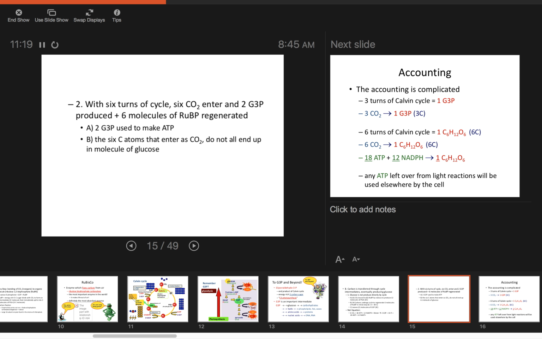Okay? And realize that when it goes through 6 times, those carbon dioxide molecules that got taken in do not end up in the same molecule of glucose. It's kind of like an assembly line. I don't know if that makes any sense. No, that didn't. Okay.